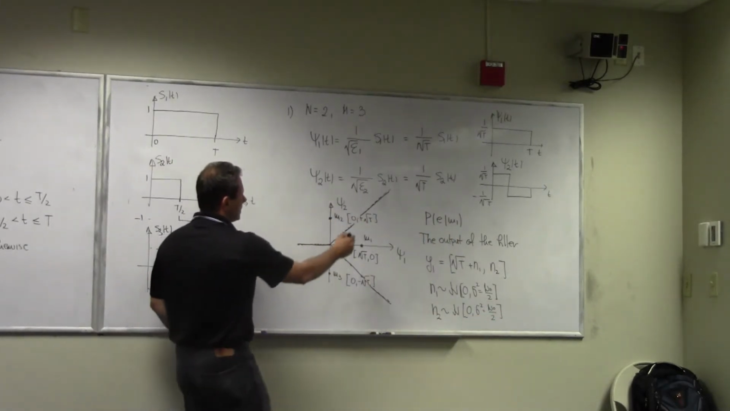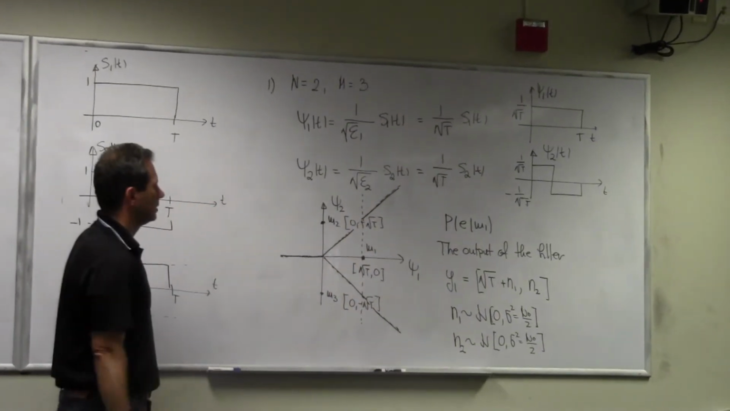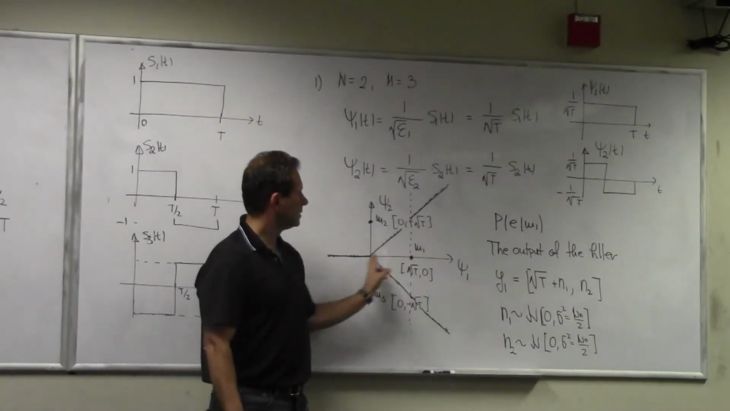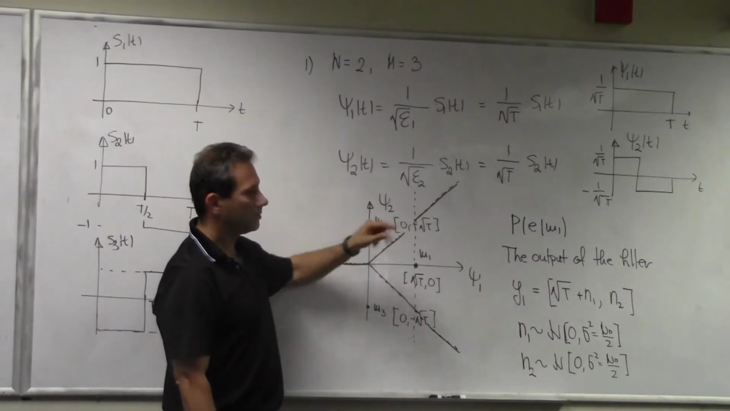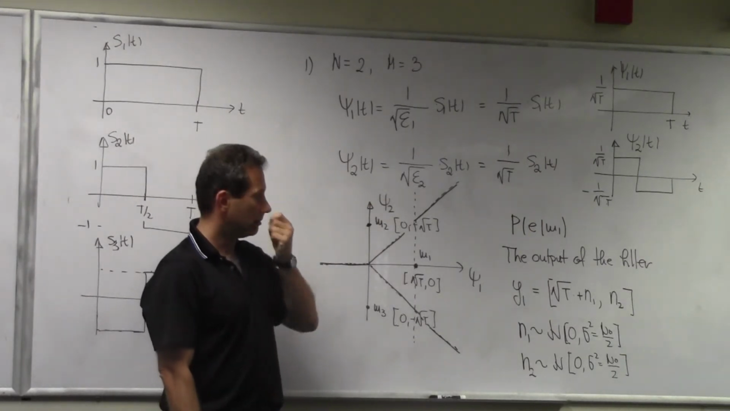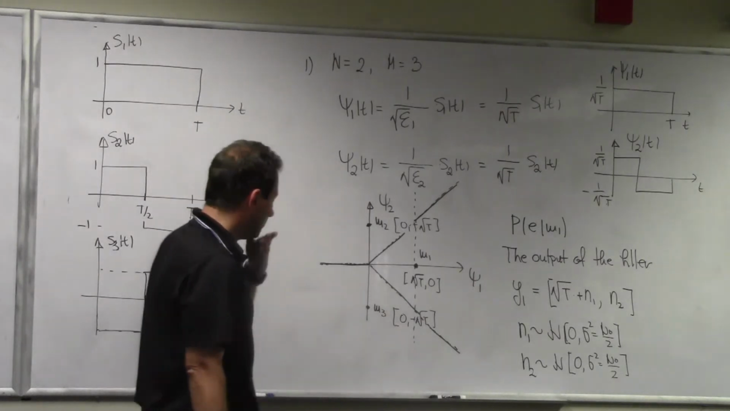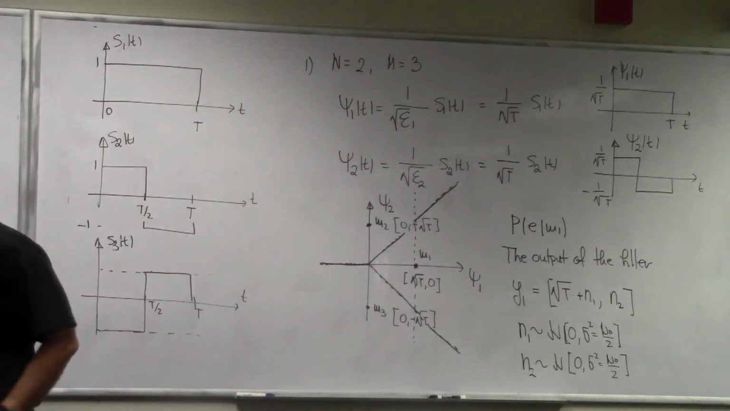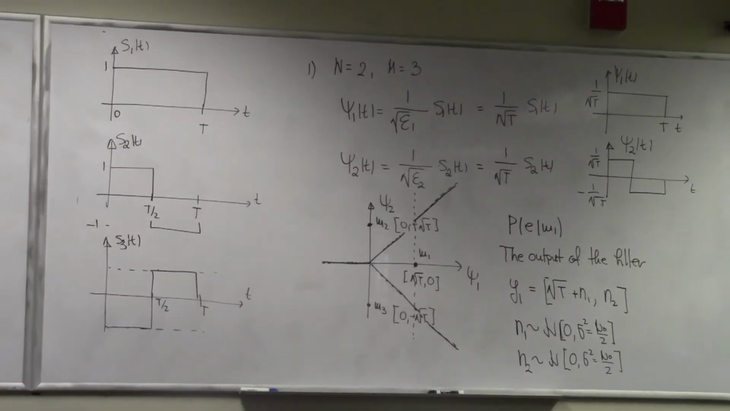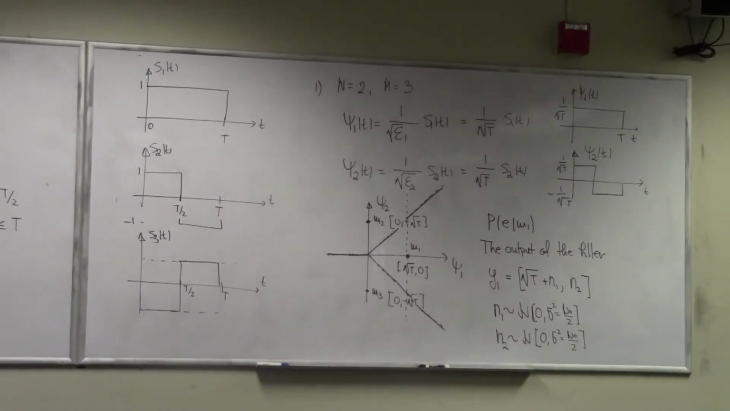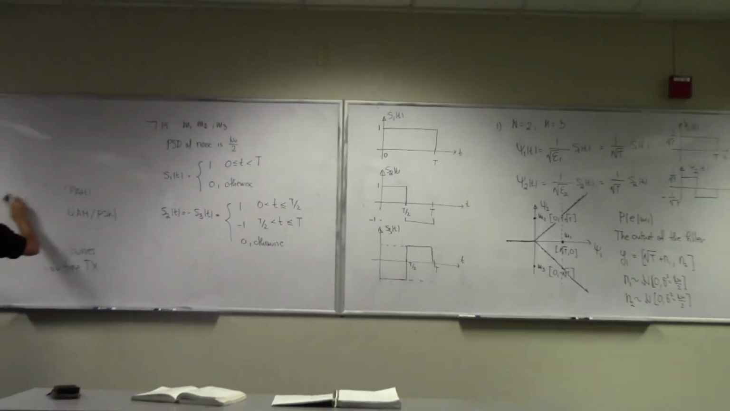So I'm going to be placed somewhere on or around this vertical, offset in this direction by N1, and offset in this direction by N2. So if you were to base this on Euclidean distance, how do we calculate the probability of error?